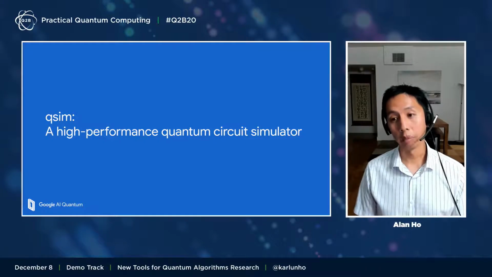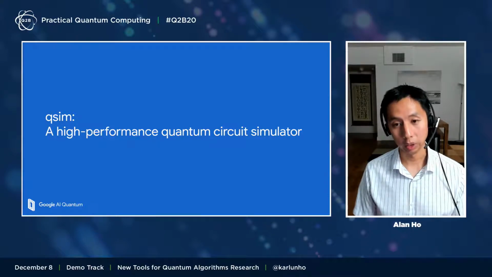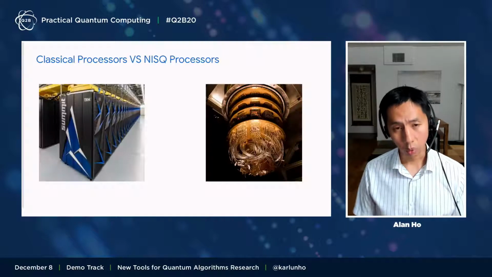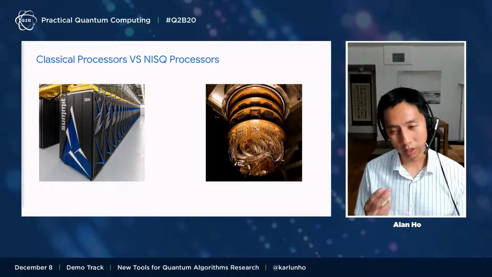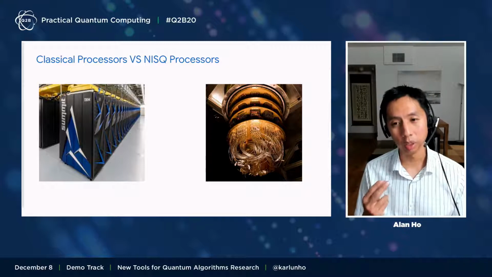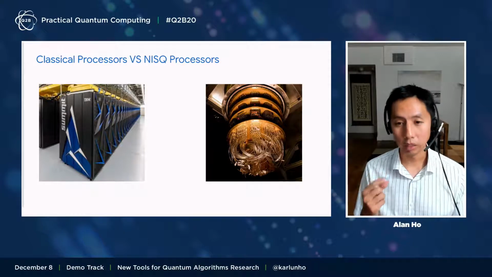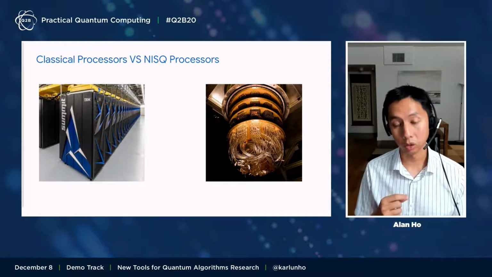The first tool I'd like to talk about in our ecosystem is qsim, a high performance quantum circuit simulator, which is the ability to simulate a quantum computer on a regular classical computer. I want to provide some motivation for this. When we compare classical processors versus quantum computers, it's a little bit difficult because today's quantum computers, with the exception of the random circuit sampling algorithm, are significantly less powerful than classical computers for the algorithms that we know about today.